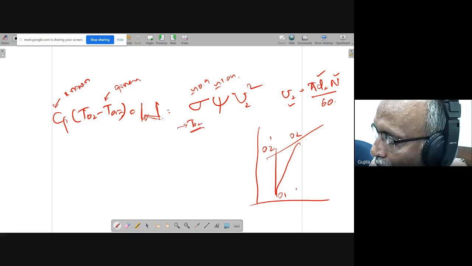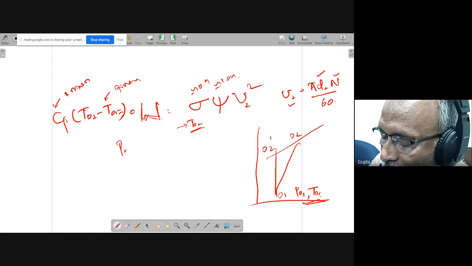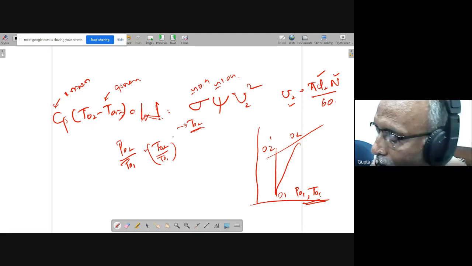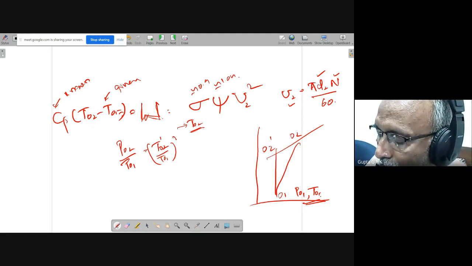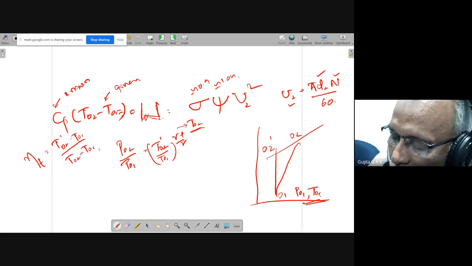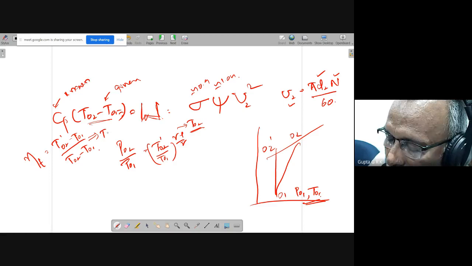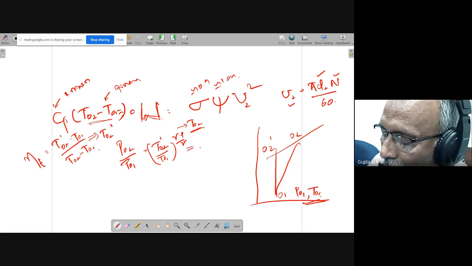And P01 also is known. P01 will be data. So I can find out P02 by P01. P02 by P01 is equal to, sorry, T02 dash by T01 to the power of gamma minus 1 by gamma. So first I have to use eta t. Eta t is equal to (T02 dash minus T01) by (T02 minus T01). So T02 minus T01 is obtained here. From this, I can get T02 dash, and from this, I can get the pressure ratio.